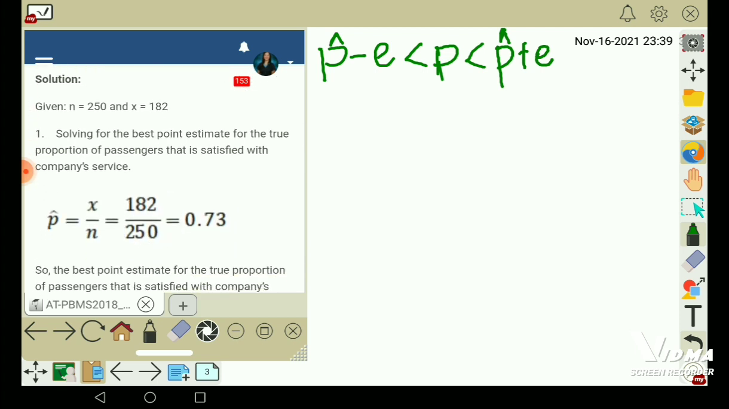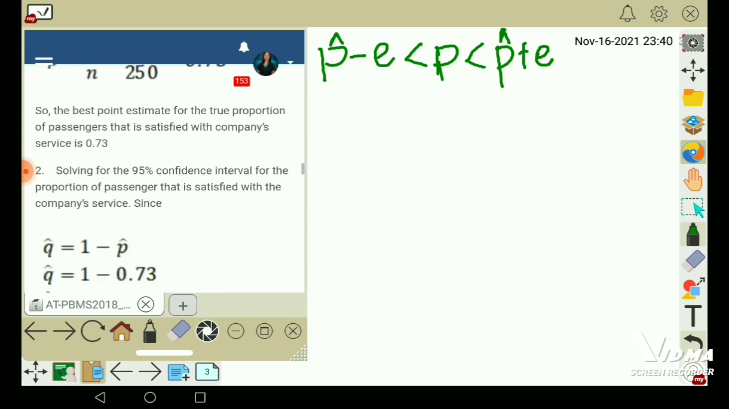Okay, so now the first part is we need to determine the best point estimator. Take note that your sample proportion will be your best point estimator. As you can see, we have small letter x, which is 182, and small letter n, which is your sample size, 250. So using the formula x over n, we have 182 over 250. So we have 0.73, or 73% of the passengers are satisfied with the service.